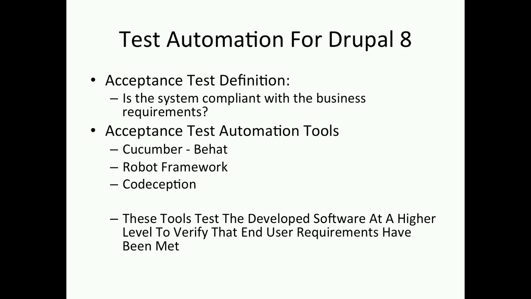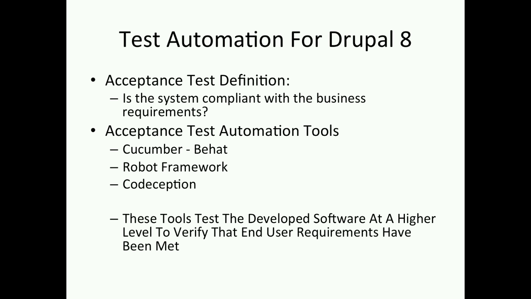So the acceptance test is finally when you can really say to management, to the client, that the application is ready for them to look at. Cucumber, Behat has acceptance test automation. Robot Framework, Codeception has unit testing tools. And basically, the tools test the developed software at a higher level.